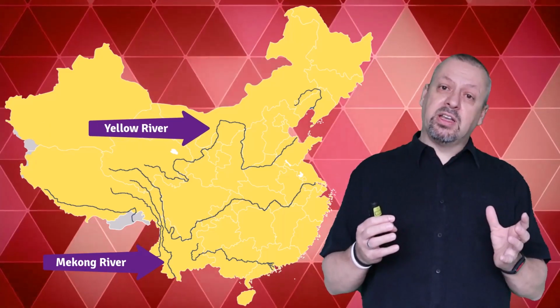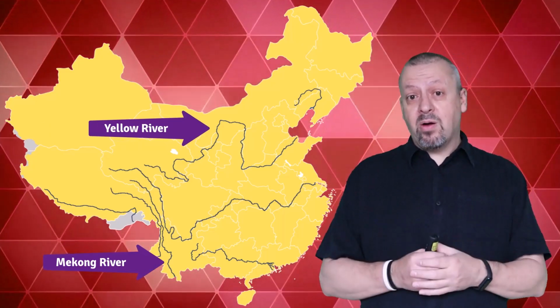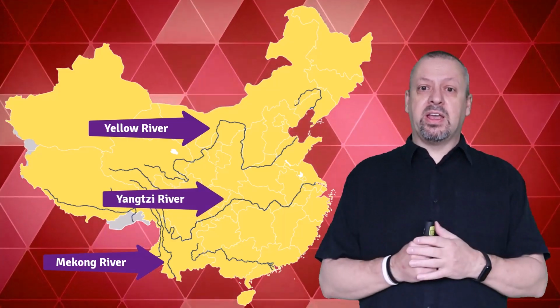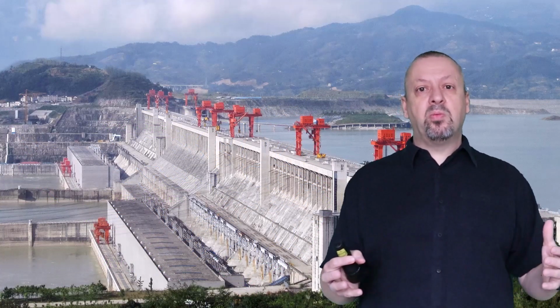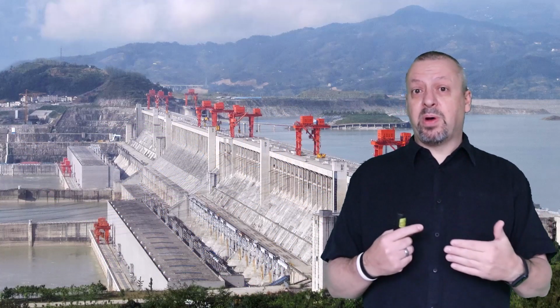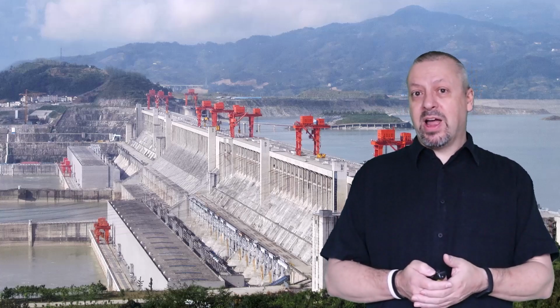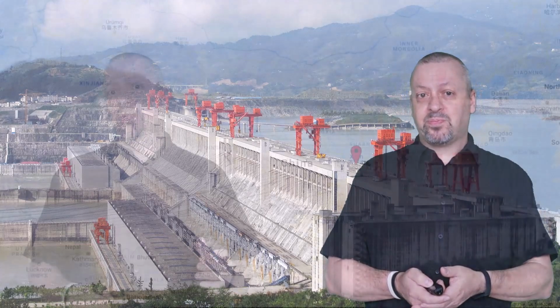Two other very important rivers in China are the Yellow River, and most of the civilization in China actually grew around the Yellow River. And you have the Yangtze River. The Yangtze River is also well known for the Three Gorges Dam, an enormous water-powered energy complex that was built right in the middle of this river.